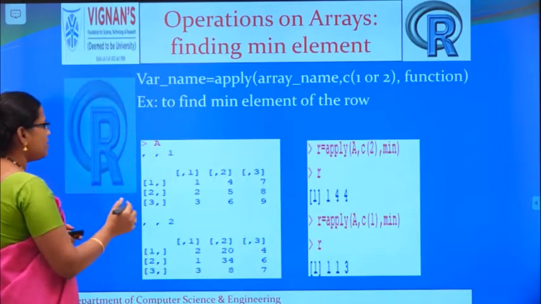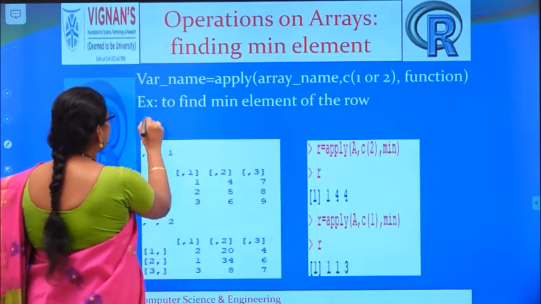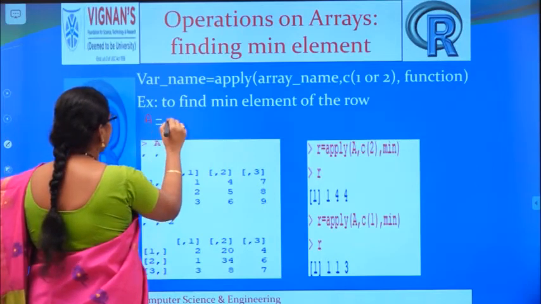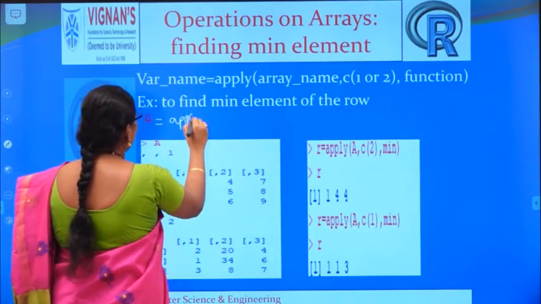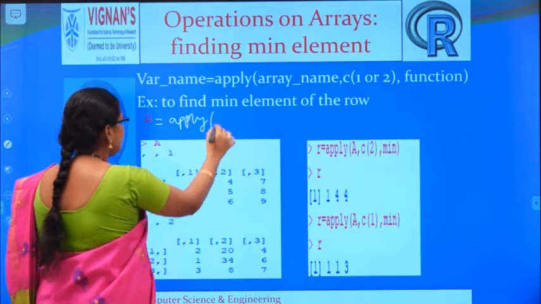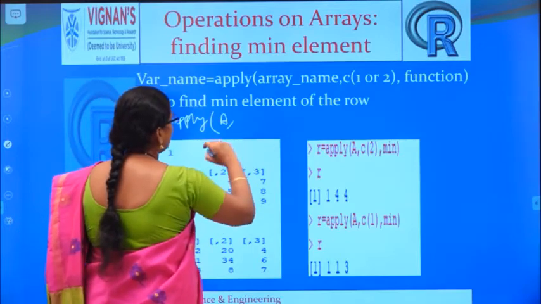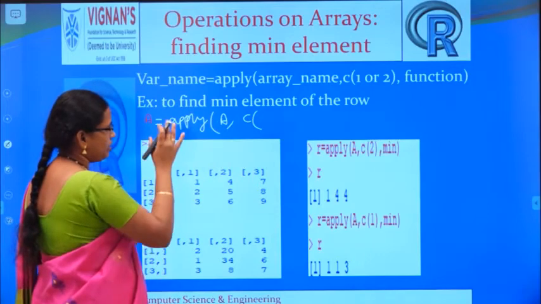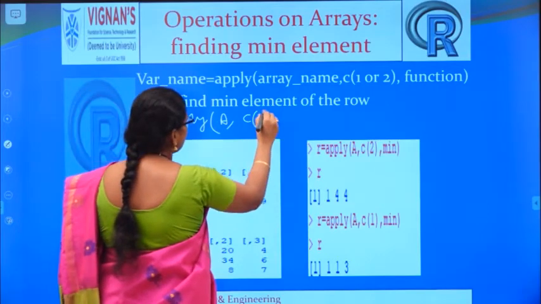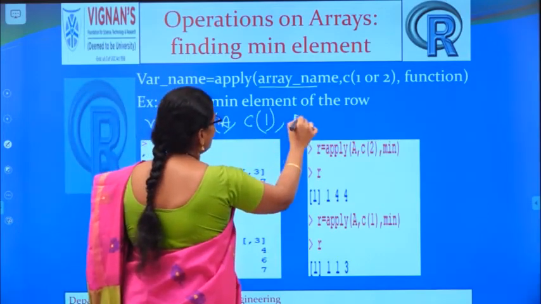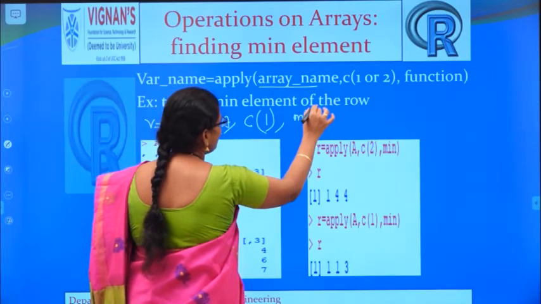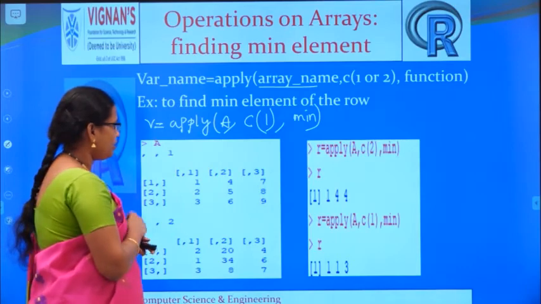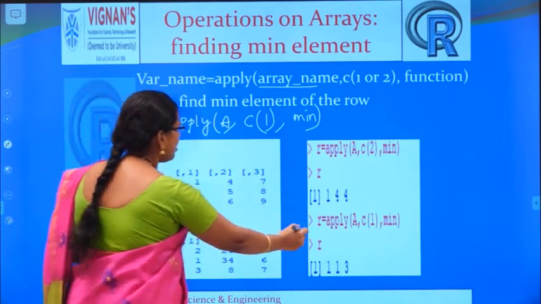Okay, in this case, we will write the statement like this: A is equal to the apply function. You have to write apply of, let the array name be A, so A, then C of 1 to find the minimum element in each row, and then min. To find the minimum element, we have a function called min. When you execute this statement, you will be able to get this answer.